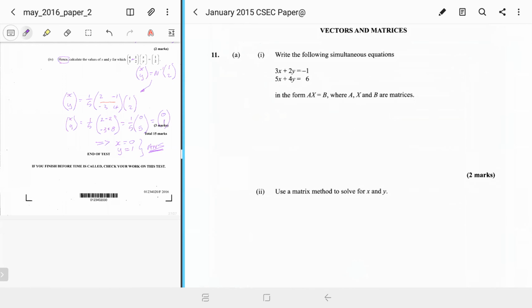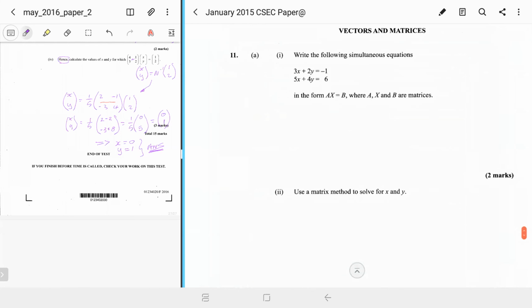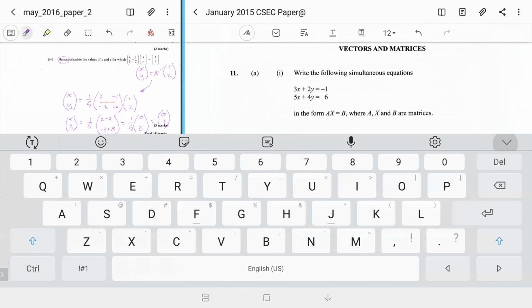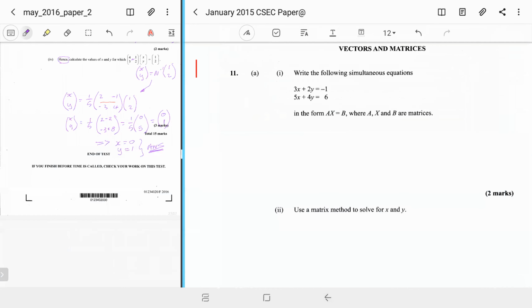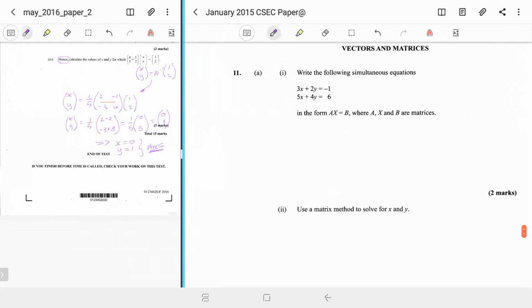It says the following sum: write the following simultaneous equation in the form Ax equals b, where A, b, and x are matrices. In other words, I want us to write this as a matrices equation. 2 marks to do that. Exam paper, this, 2 marks to do that. Just write this as a matrices equation.